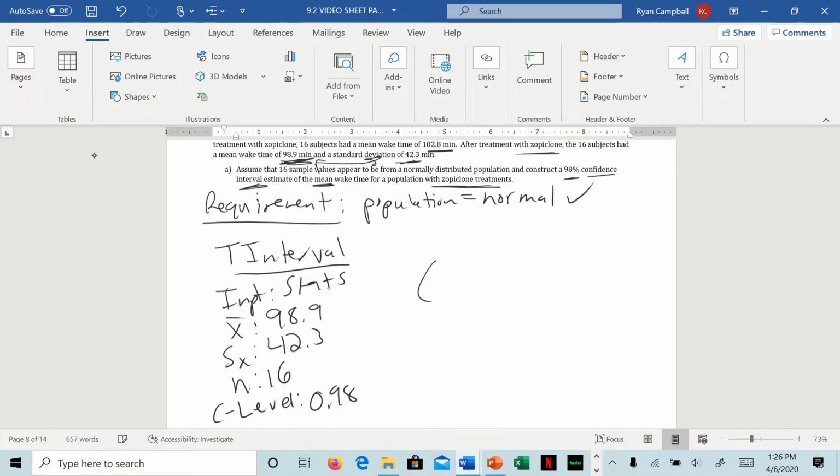So when you see our calculator, it spits out 71.4 and 126.4, right? And what's this going to be? What are the units? Hopefully you saw the units are minutes. Good.